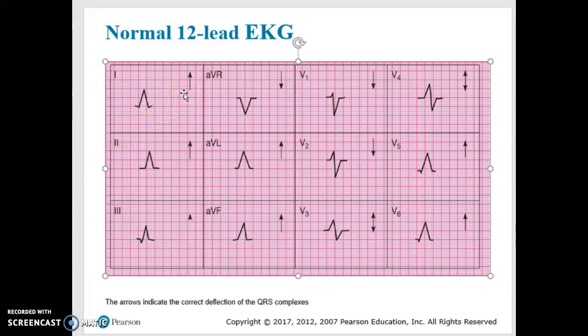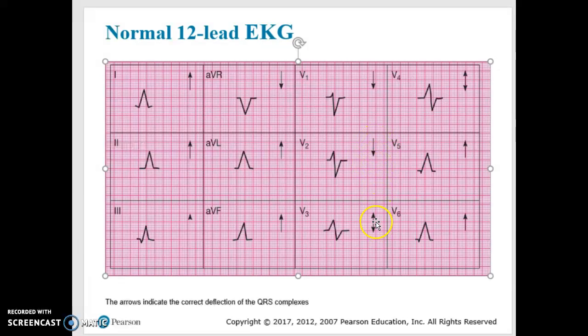In lead 1, normal is pointing upward, it's positive. In lead 2, normal would be upward, positive. In lead 3, it's upward, positive. AVR, normal is negative. See the QRS here is pointing downward, so that would be a negative deflection. That's what you're normally supposed to see in AVR. AVL is positive, AVF is positive, V1 and V2 are negative.